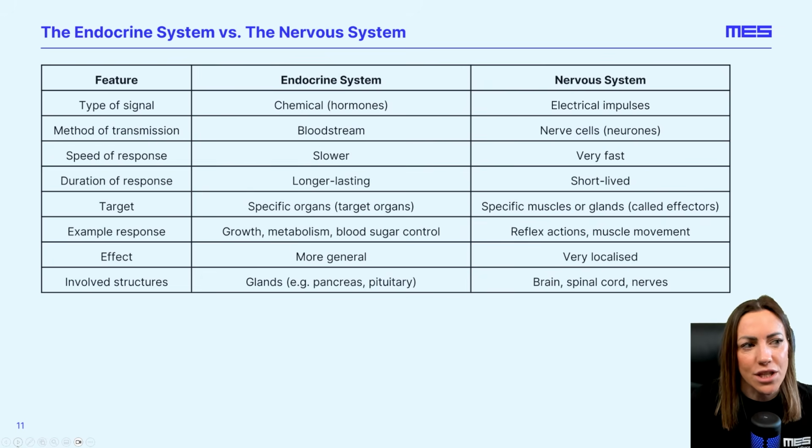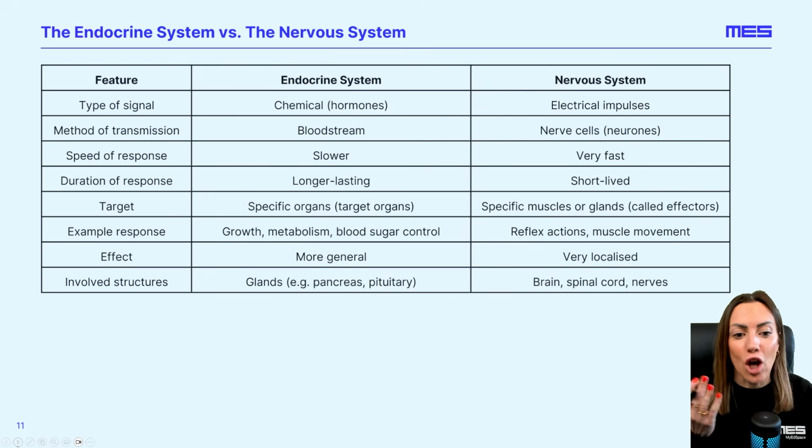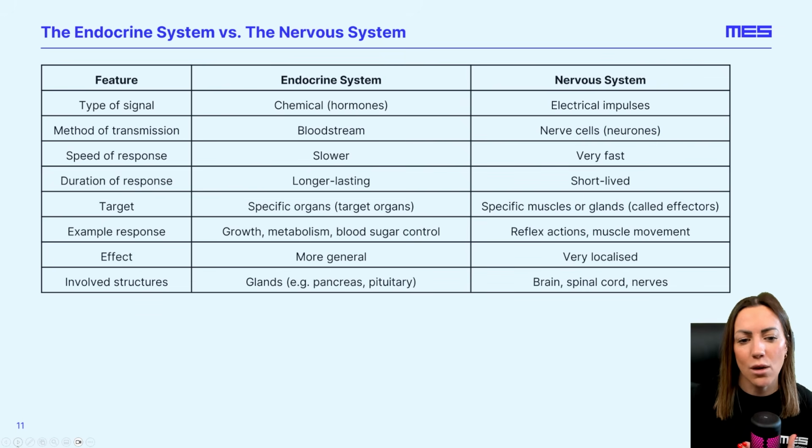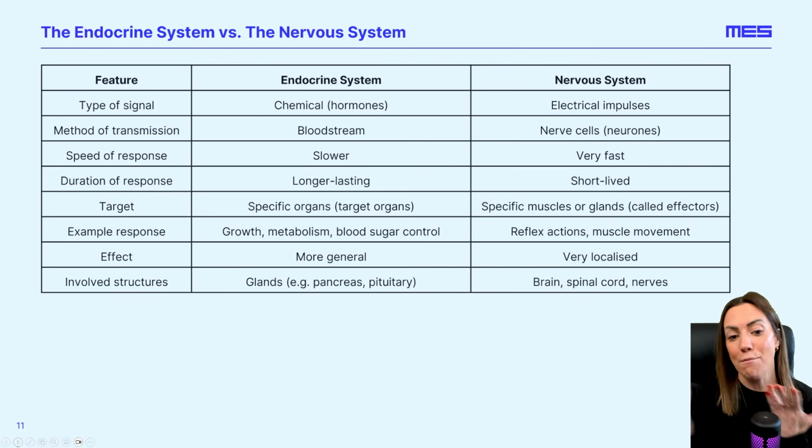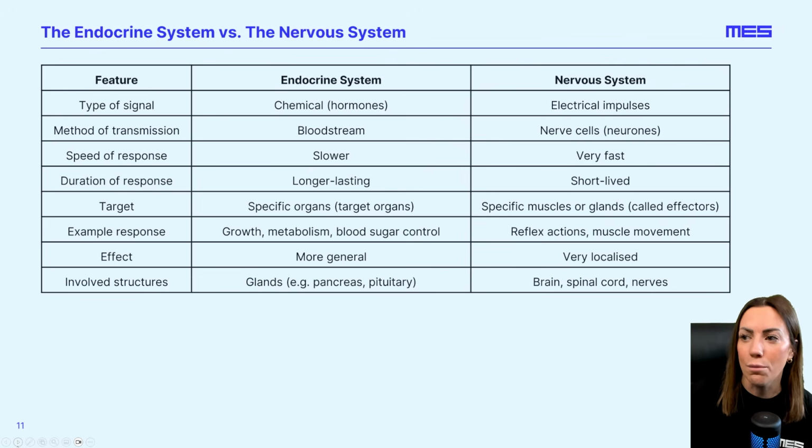Now, some of the questions that come up on this do ask you to compare control using your nervous system with control using your endocrine system or your hormonal system. It's probably only going to be 3 marks, maximum 4, but we'll go through some of the comparisons or some of the differences that you could be giving.